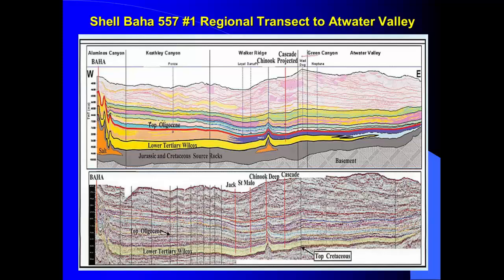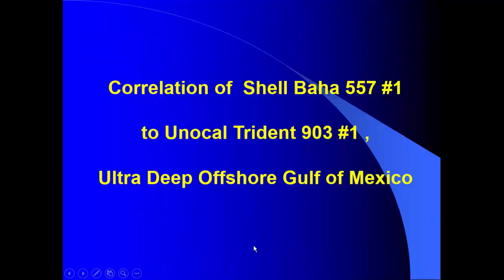And according to this slide here, we have maybe Jurassic sediments below. And this is another seismic line showing that. And again, here's the Chicxulub sediments right here below the Wilcox. And now we'll take a look and see what the 557 and the Trident look like.